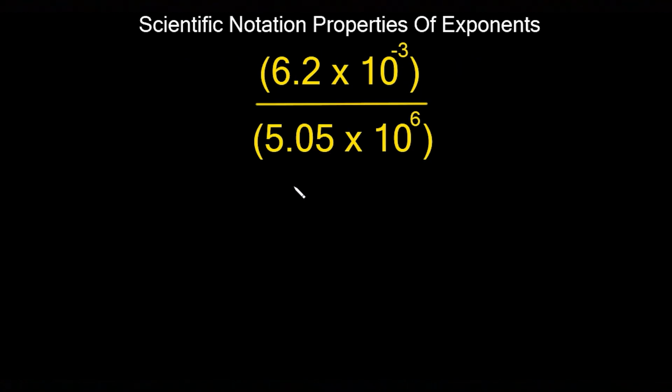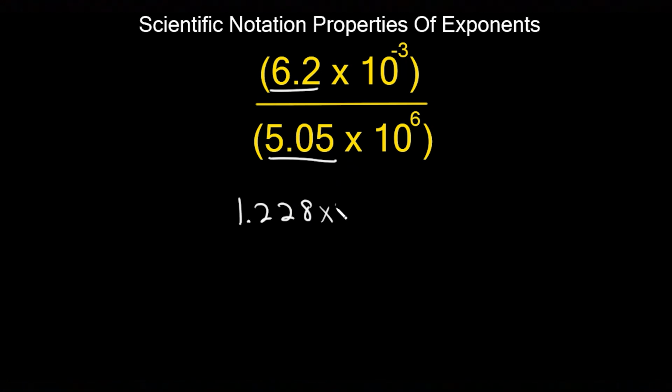So here's my next example. This time I'm dealing with division, but again, I'm going to follow the same order that I was doing before, and I'm going to take care of m here and m here. The only difference, I'm not going to multiply them, I'm going to divide them. So I'm going to do 6.2 divided by 5.05. When I do that, I get 1.228, and again, I'm just rounding to the nearest thousandth here, okay?